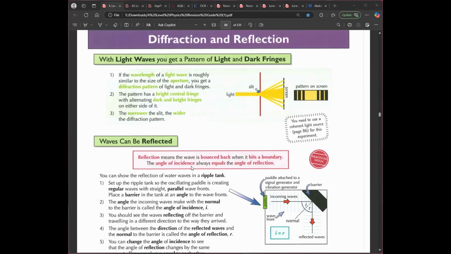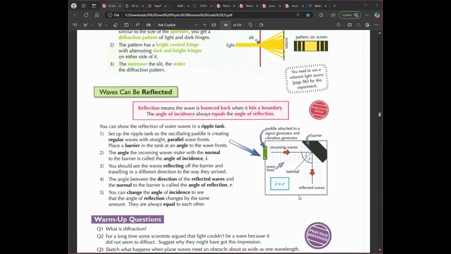The angle of incidence always equals the angle of reflection. So what you need to know about it, let's just see. They are saying it's a barrier. Let's say that this is a mirror. The incoming wave is coming from this side. What angle it makes with the normal to that mirror is called incident angle, and the reflected wave makes another angle which is called angle of reflection with the normal.